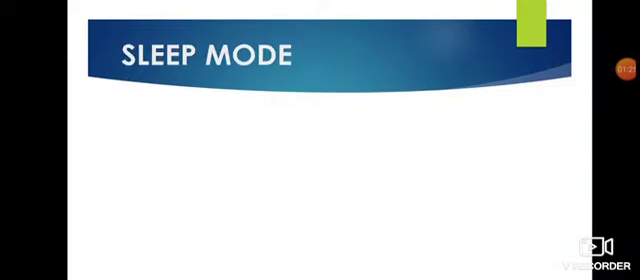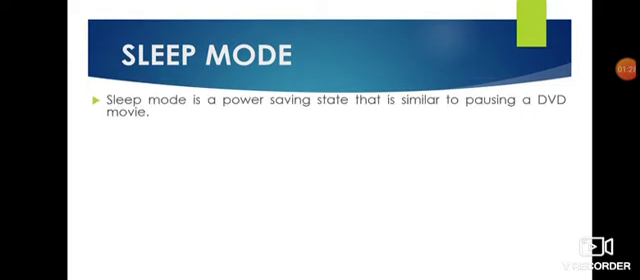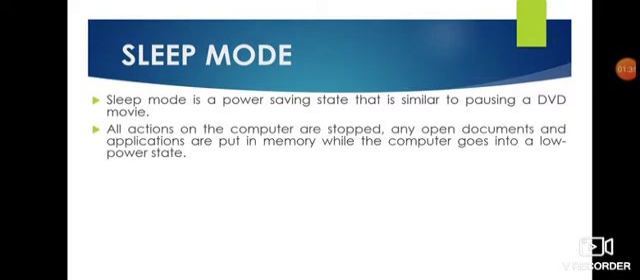First is sleep mode. Sleep mode is a power saving state that is similar to pausing a DVD movie. All actions on the computer are stopped. Any open documents and applications are put in memory while the computer goes into a lower power state. That means sleep is a power saving state wherein the system draws only a small amount of power. Windows automatically saves all your work in the memory before turning off the computer.